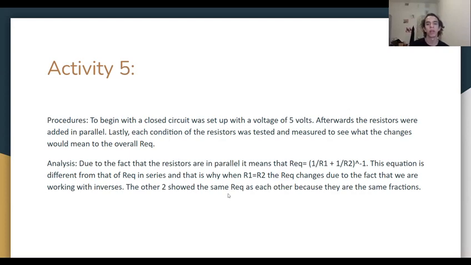Because the resistors were in parallel, the equation is that the inverse of R equals the inverse of R1 plus the inverse of R2, etc. This equation is a little different compared to the R equivalent in series. That's why when R1 equals R2, the R equivalent changes, because it is inverses now. The other two did show the same R equivalent because you're just adding the same fractions.